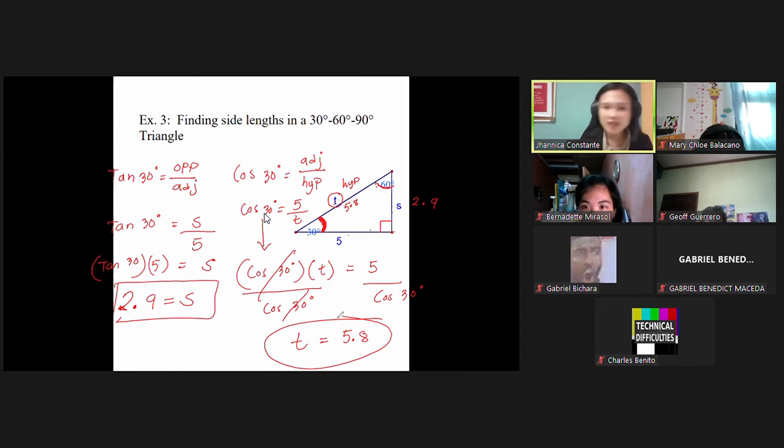Okay, for this example, can I clear the screen?